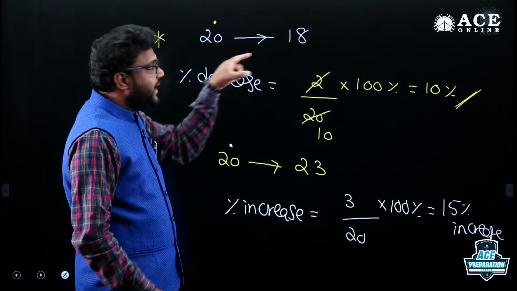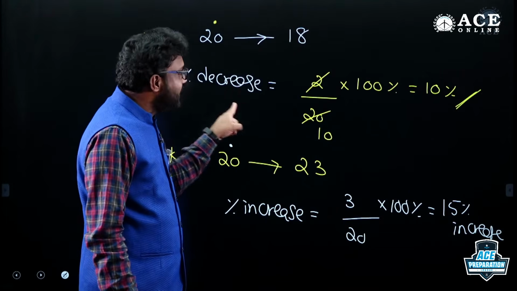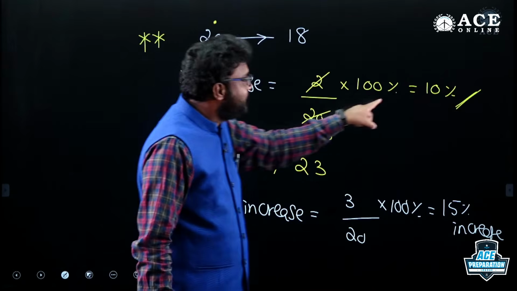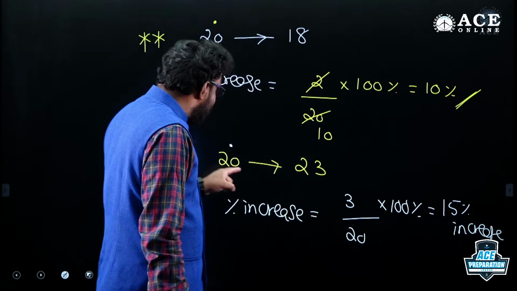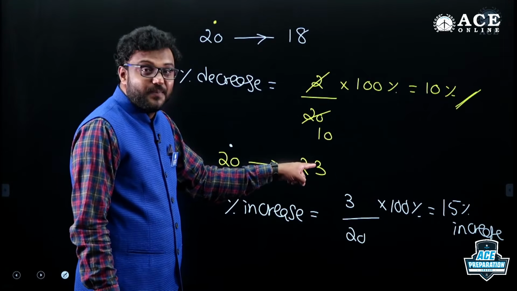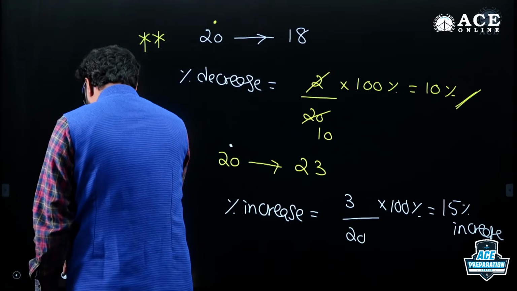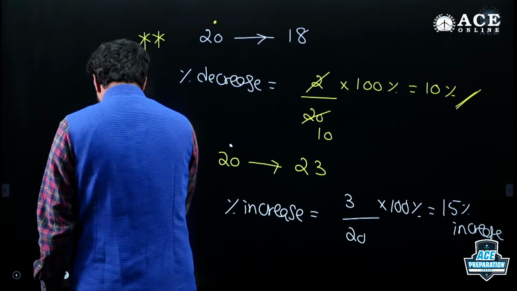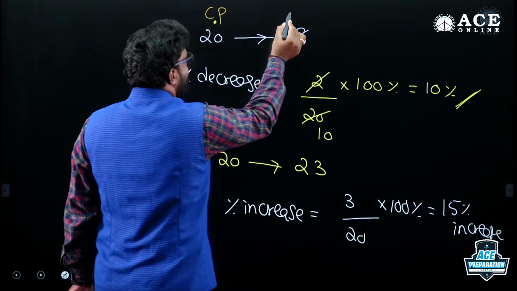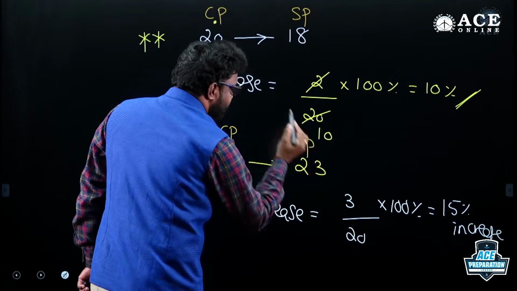You purchased for 20 rupees and sold for 18. What is the loss percentage? 10% loss. The loss is 2 rupees. You purchased for 20 rupees and you are selling for 23. You have 3 rupees profit. What is the profit percentage? 15%. I said clearly, with respect to the initial value. Here the initial is nothing but the cost price, and this is the selling price. Profit and loss is also the same, almost completed here.